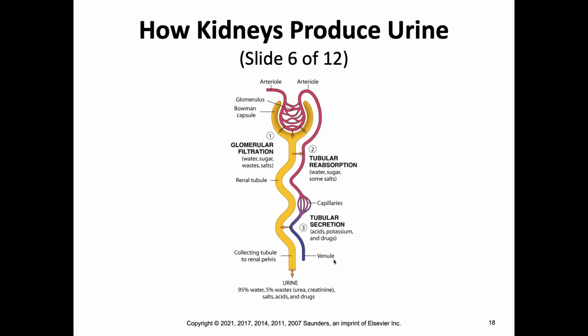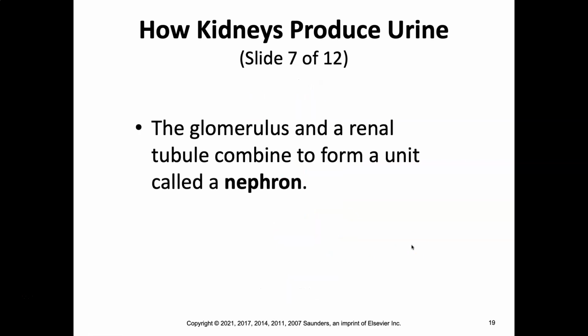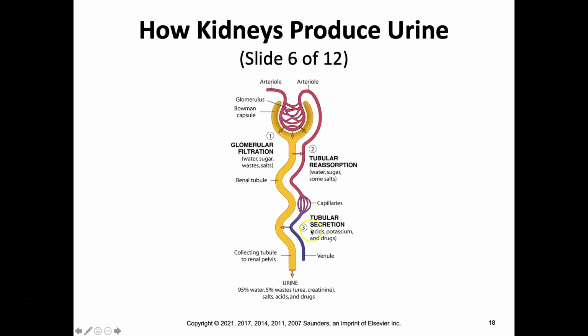But what you need to really know from this is glomerular filtration, tubular reabsorption, tubular secretion, and what happens with all of that, what those are. The glomerulus and a renal tubule combine to form a unit called a nephron. So this is one nephron. This right here, this process, is one nephron because it's one Bowman capsule and one renal tubule.